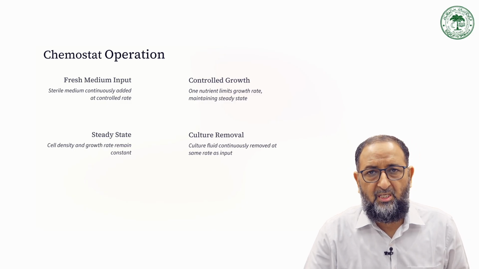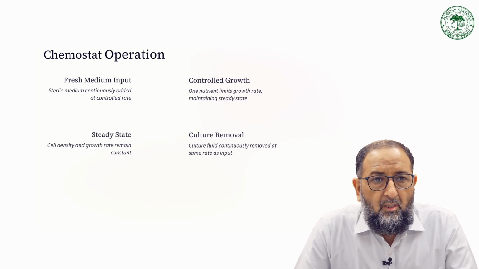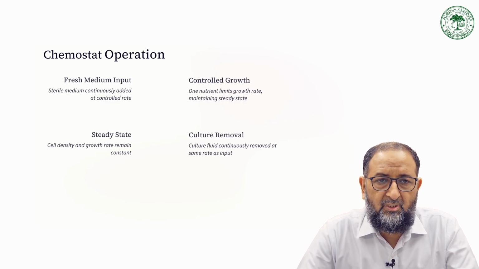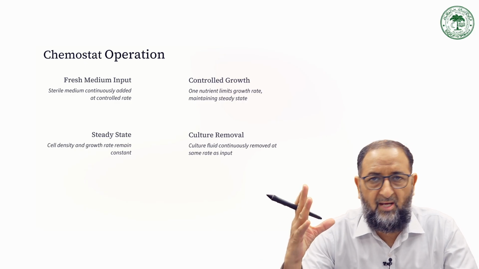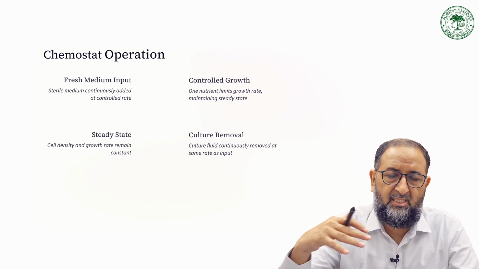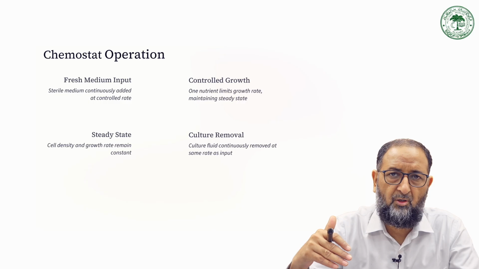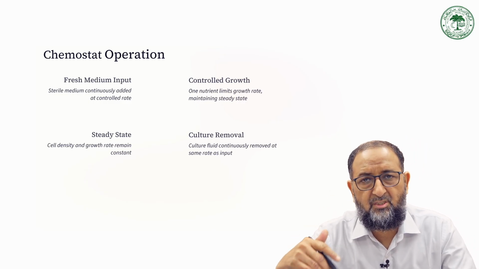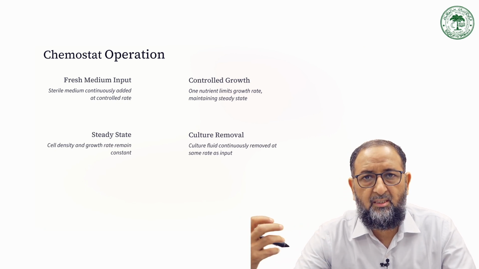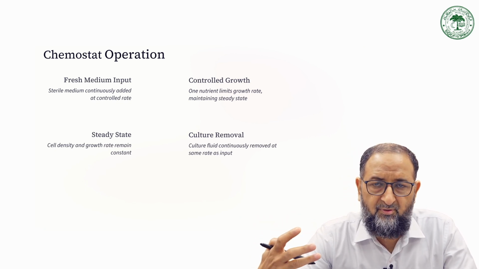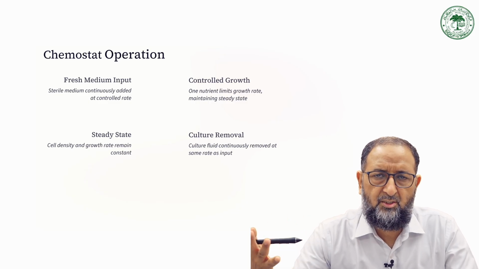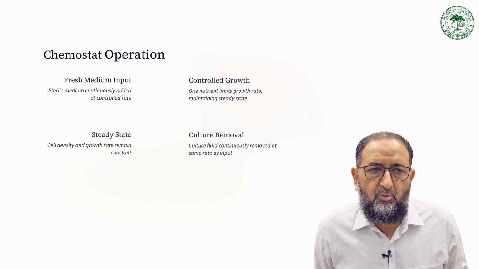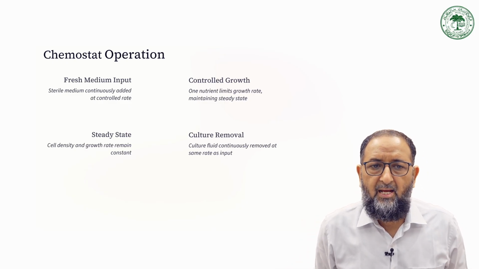Now, chemostat operation, how to operate the chemostat? Fresh media input, right? There is a specific setup of the chemostat where you have a flask with an inlet and outlet system. From the inlet you can keep adding the specific nutrient media, and from the outlet you can keep extracting the growing cells which are in the exponential phase or any required phase that you want for any research or product development or growth of particular microorganisms. So fresh medium input: sterile medium continuously added at a controlled rate.